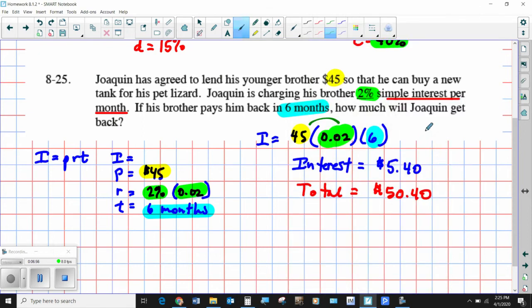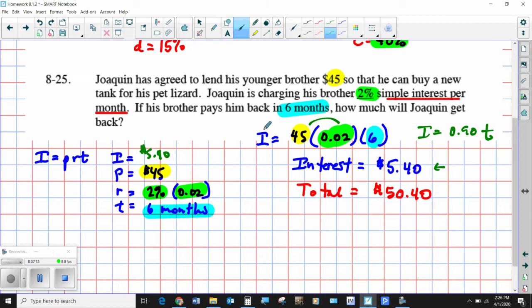So we could rewrite this as I is equal to 0.90 times T, because every month he's going to have to pay 90 cents. So 6 months he has to pay $5.40. Now that's the amount of the interest, $5.40.